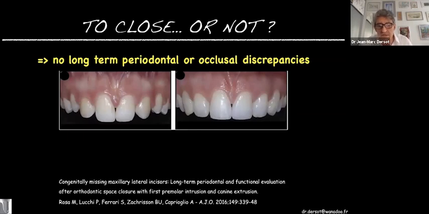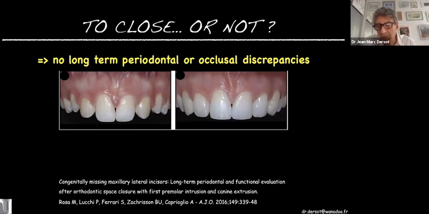Just have a look at this first case. The two canines are in contact with the two central incisors. Remember the paper I just gave you on the other slides. If you decide to open the space, you will have a thinner bone crest. You will move the level of the crest to a much higher position, and the concavity on the buccal aspect will be deeper. They decided to transform the canine into lateral, but to transform it, they also decided to make an intrusion of the two canines.